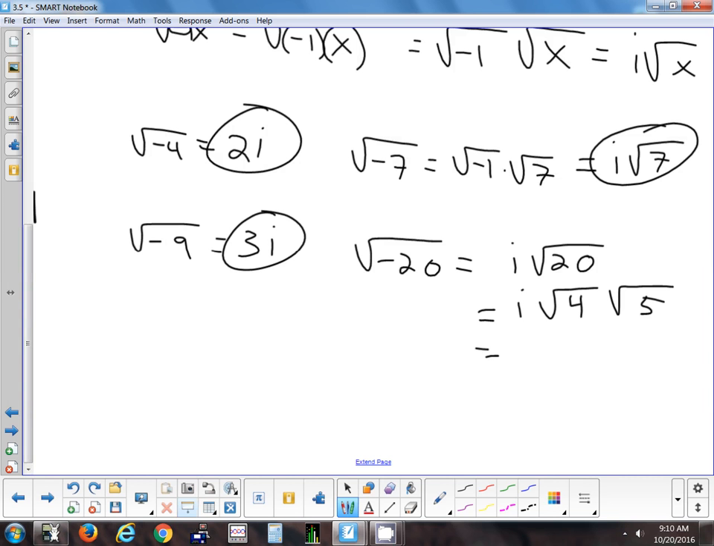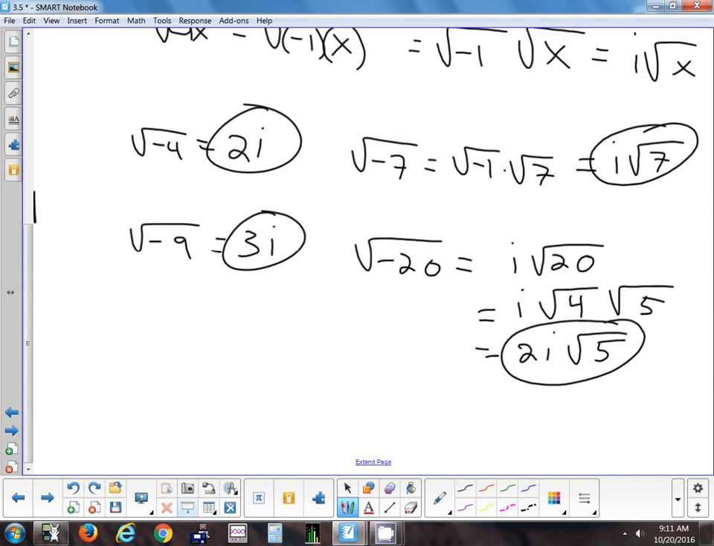And what's the square root of 4? 2. And then an i, square root 5. And again, it's okay to put the i after the 2. Don't put it after the root. If you wrote i2 square root 5, I wouldn't mark it wrong. It's just not normally how we write it. Okay, so that's simplifying square roots. Same thing as with positives, except you have an i. It's the only difference.